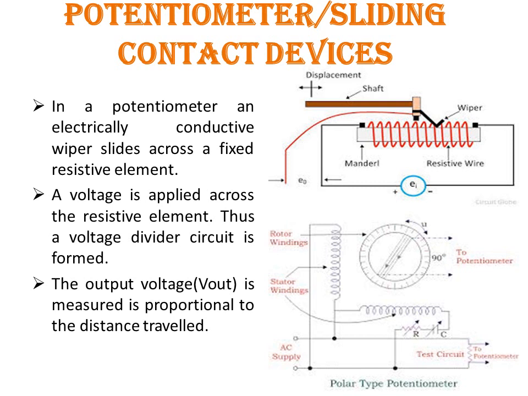A voltage is applied across the resistive element and thus it forms a voltage divider circuit. The output voltage is measured proportional to the distance travelled. The wiper, which is moving across a fixed resistive element, will move in linear motion or in rotary motion.